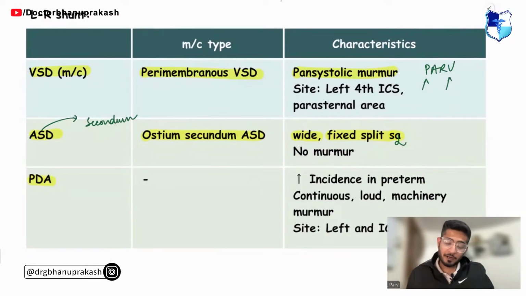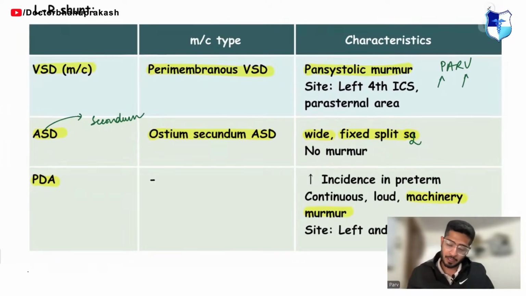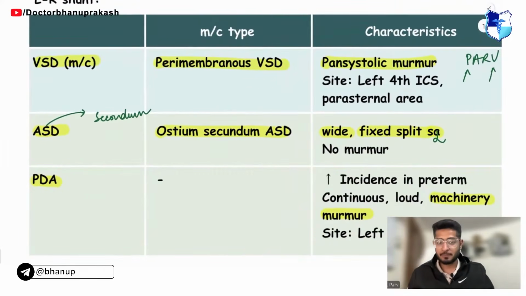After that you have PDA. Now PDA, you know that it is going to have a machinery murmur. PDA is going to have a machinery murmur. This is something which you have to understand. So the machinery murmur is in patent ductus arteriosus.